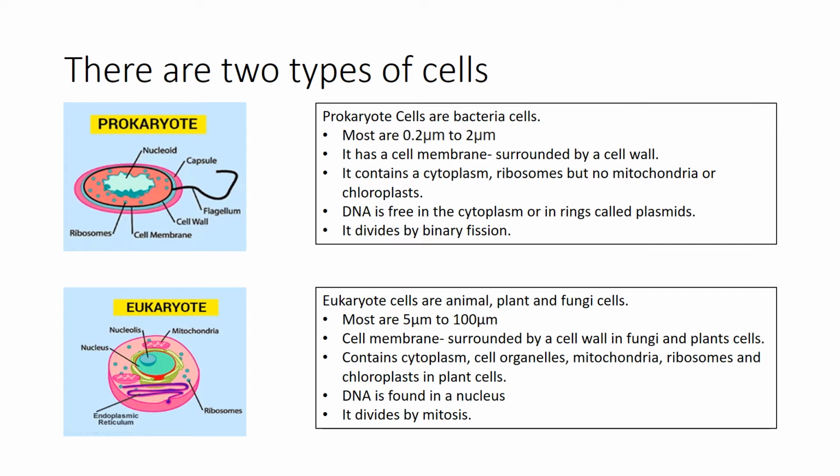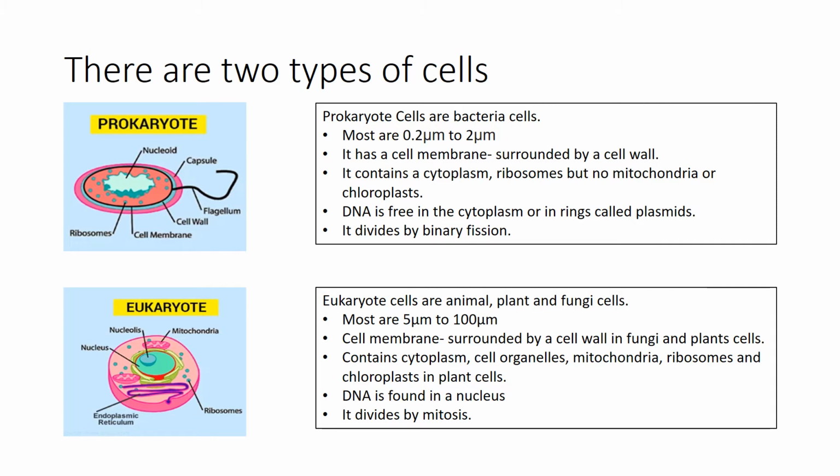They are simpler cells. They have fewer organelles than eukaryotic cells do. So they have a cell membrane surrounded by a cell wall. They do have cytoplasm and ribosomes, but no mitochondria or chloroplasts. The DNA is not enclosed in a nucleus. It is free in the cytoplasm or occurs in rings called plasmids. And its method of division is something called binary fission.